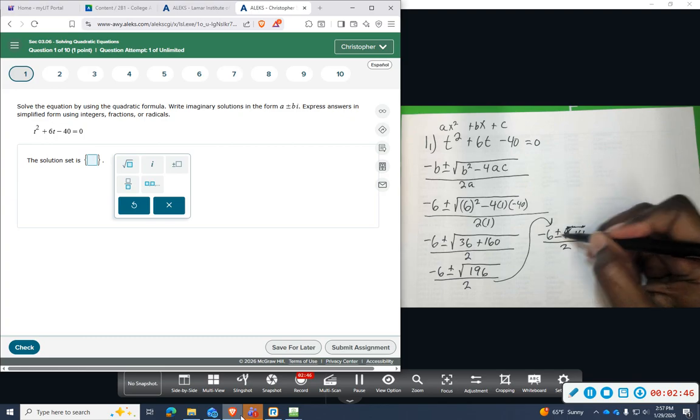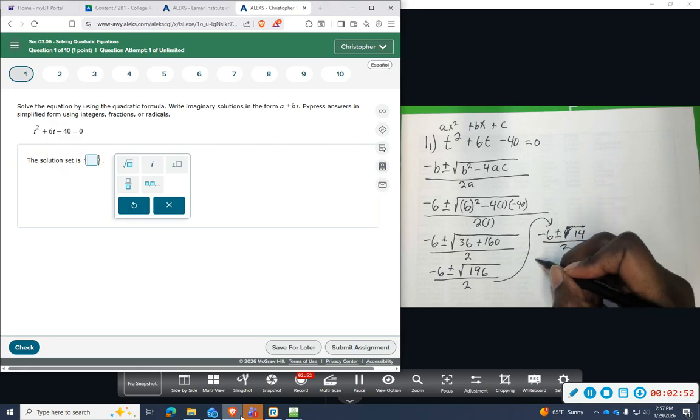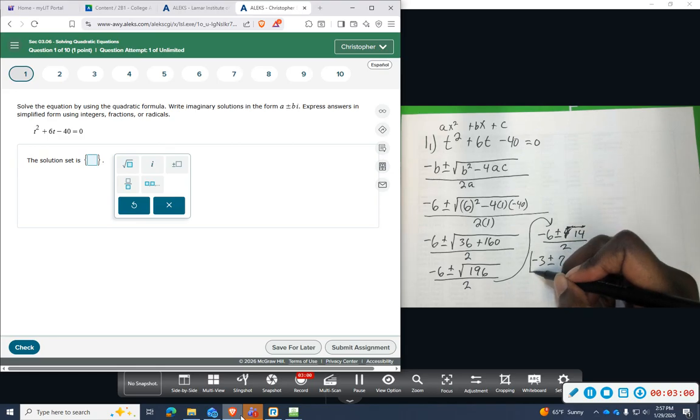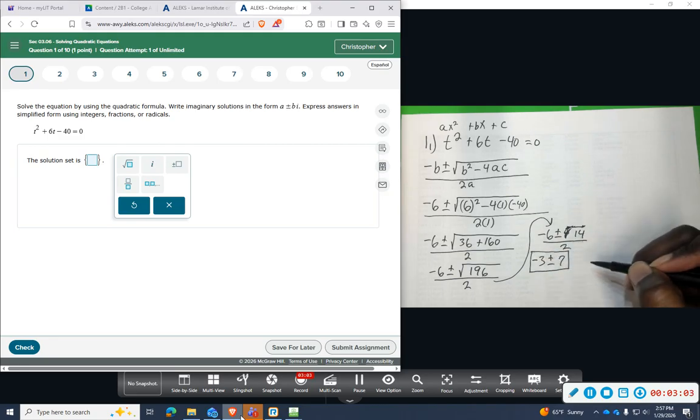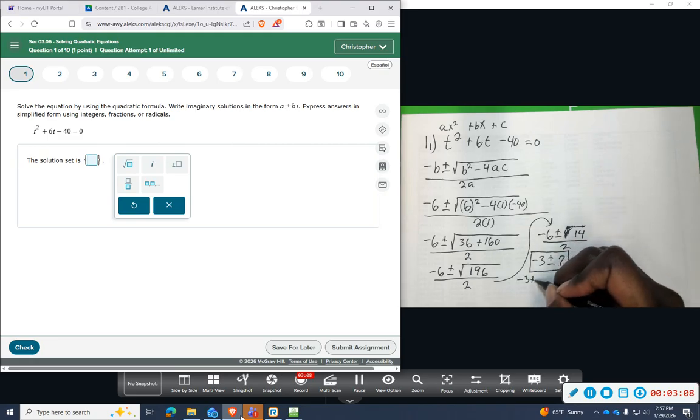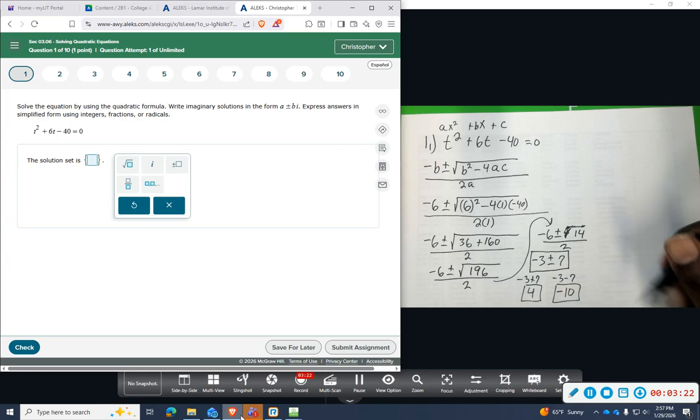Now everything on the top is divisible by 2, so we'll divide everything by 2. And so 6 divided by 2 will give us negative 3, and then 14 divided by 2 will give us 7. So here will give us our answer, negative 3 plus 7, and then negative 3 minus 7. This will give us 4 as one possible answer, and then this will give us a negative 10. So our two answers would be 4 and negative 10.